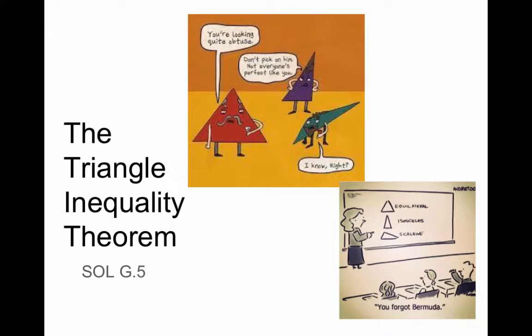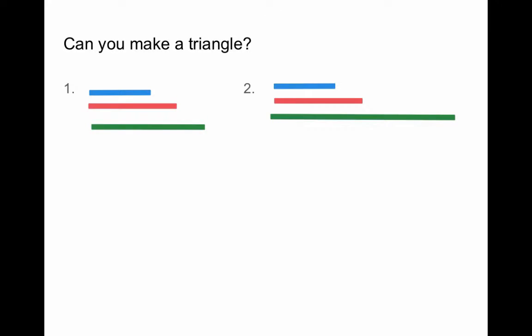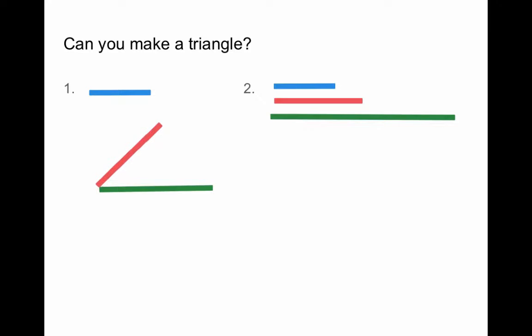Let's go ahead and talk about the triangle inequality theorem. Here we have two sets of three segments, and what I'm going to try to do is make a triangle. So I'm going to take this longest segment and put it at the bottom, make that the base of my triangle. I'm going to take this red one, rotate it, see if I can put it corner to corner there, and we'll take this third one. Let's see if I can make a nice happy triangle here.